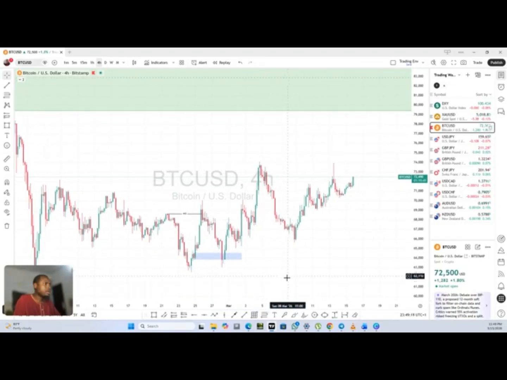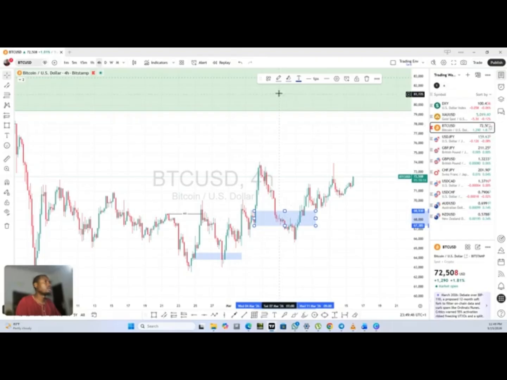And from here, we also have this. This is another order block because we have this structure.